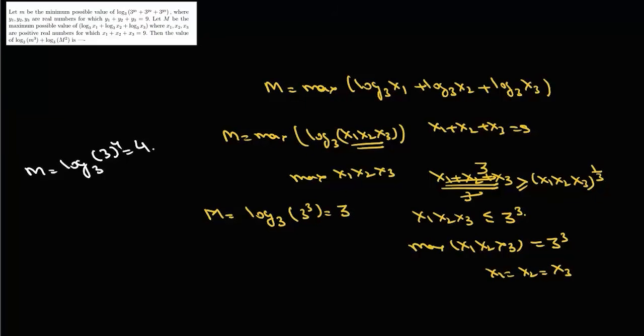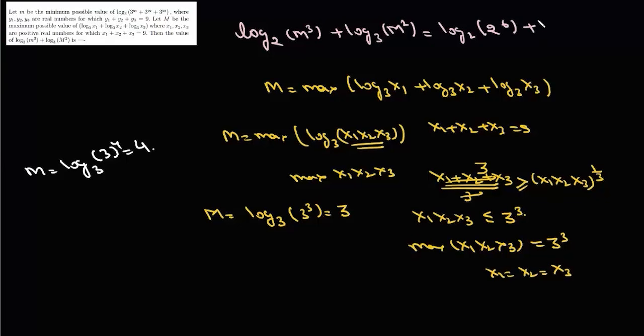Now we need to find the value of log of small m cube to the base 2 plus log of capital M square to the base 3. Now this is log of m cube, which is 4 cube, and that will be 2 to the power 6, plus log to the base 3 of capital M square, which is 3 square. Now this is 6 plus 2, 8. So the answer to this question is simply 8.